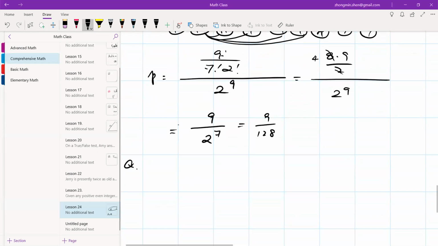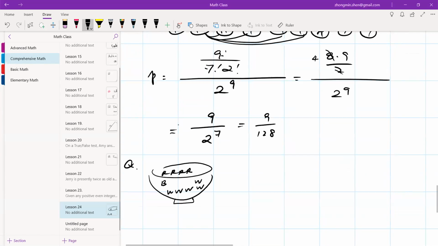Right, another one. A ball contains 10 jelly beans, 4 red. Yeah, let me draw the picture. Okay, this is a ball. 4 red jelly beans and 1 blue and 5 white.